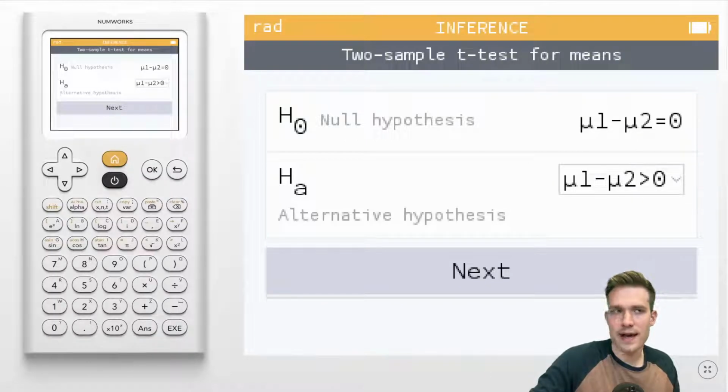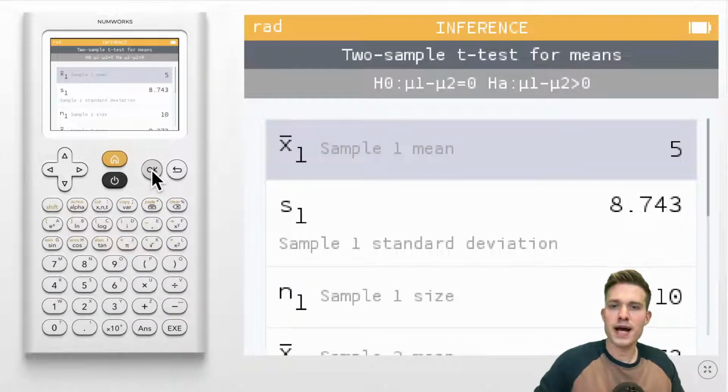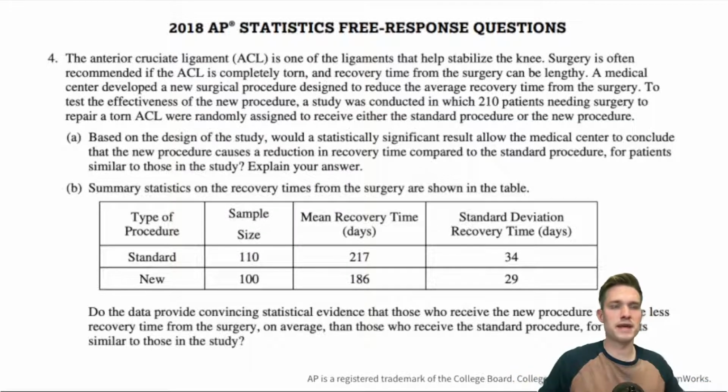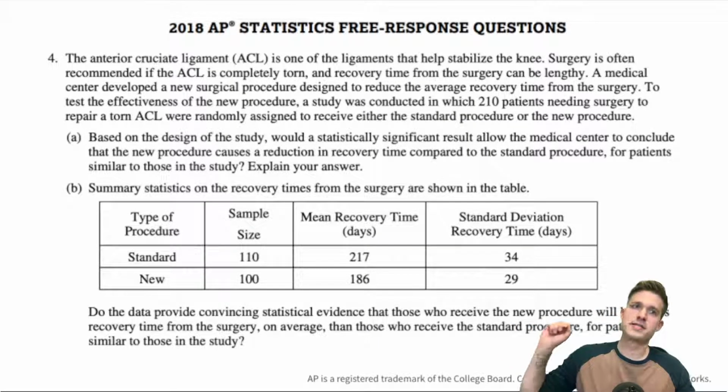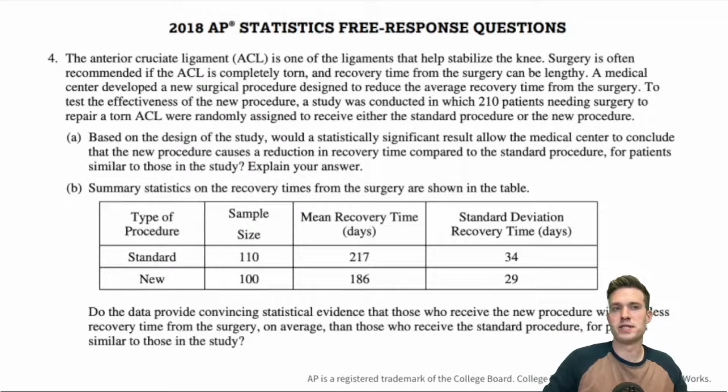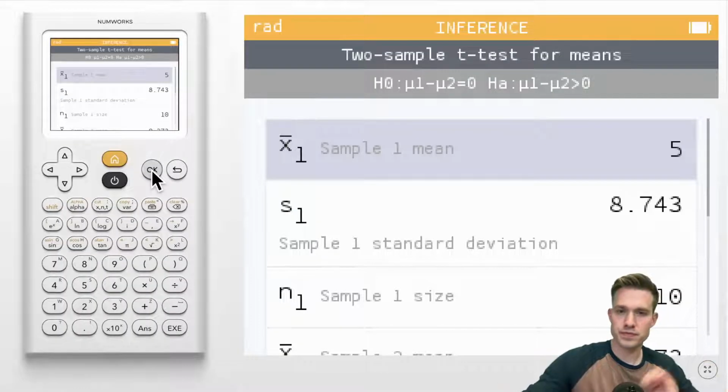So I have entered my hypotheses. I'm going to click OK. And now we're asked for our statistics here. So this was given to us in the table. I'll put those back up for just a second. So we're given our sample sizes, our means, and our standard deviations. So we're going to enter those into our calculator.